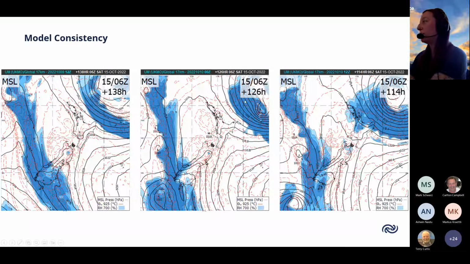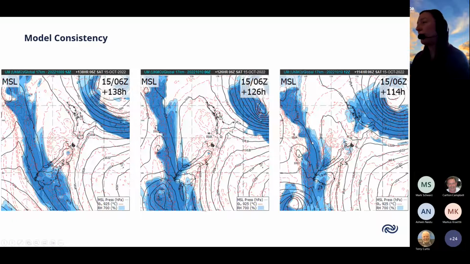Once we get to the far right, we can see that there's been a change in the way that this model is initializing this low or creating this low. And that is in turn spreading this blue stuff over parts of the North Island, which it hadn't been before. And what we're seeing there is relative humidity or cloud.